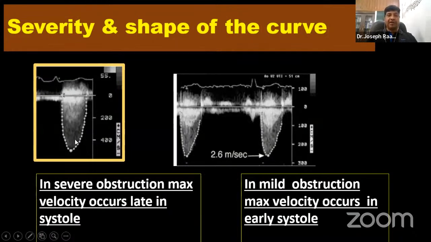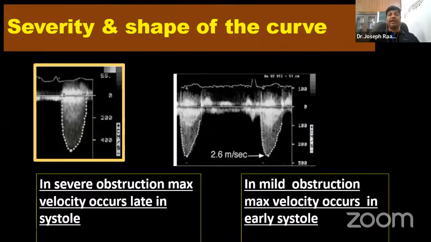If you get a nice rounded curve, that means the obstruction is very severe, because in severe obstruction, the peak comes a little late. Whereas if the peak is a little bit earlier, that tells you the obstruction is very mild. So by looking at the curve itself, we can find out whether the aortic stenosis severity is severe or mild to moderate.